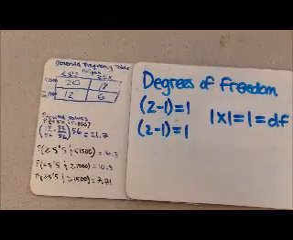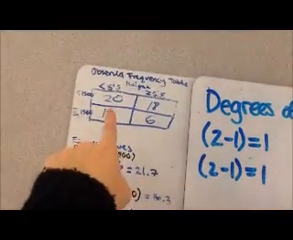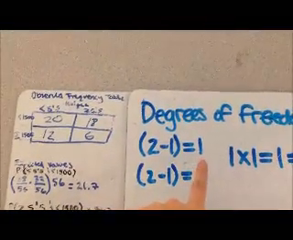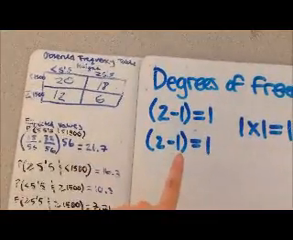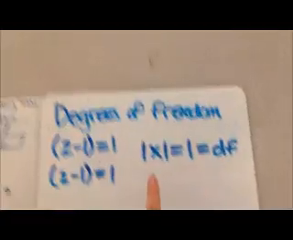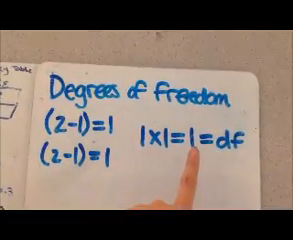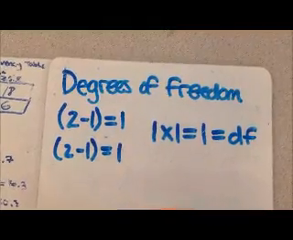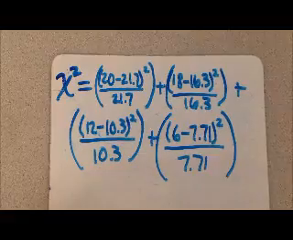You have to solve for your degrees of freedom. You do this by figuring out how many columns you have, which is 2, minus 1, which equals 1. Then you take how many rows you have, which is 2, minus 1, which equals 1. And you take these two numbers and multiply them together, which equals 1, and that gives you your degrees of freedom. You plug into the chi-squared equation and get your chi-squared value.